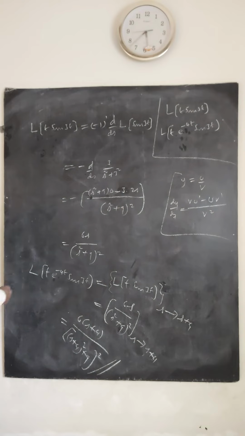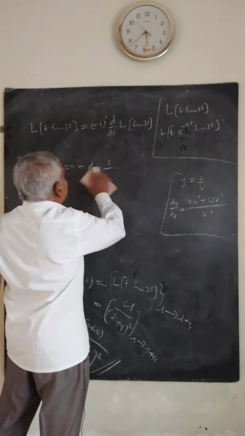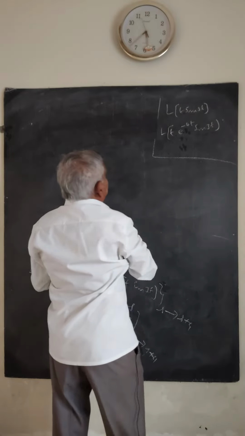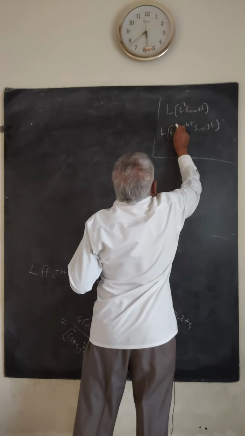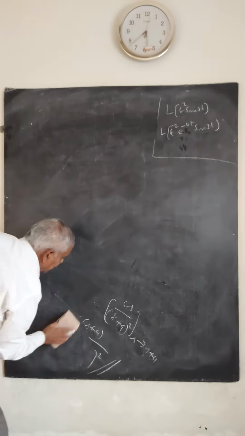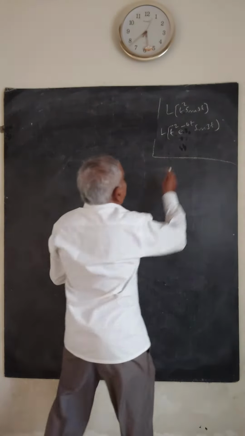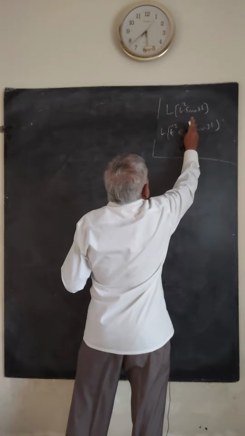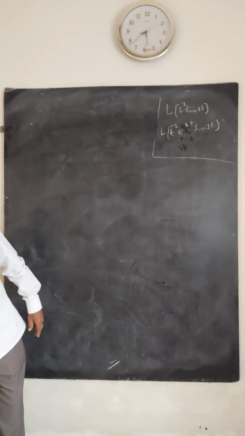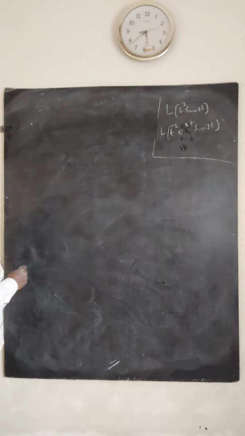These types of sums are very, very important and frequently asked in all Indian universities. Similarly, we are going to see t square. Just a simple change. You can change the exponent here, or use some other, like e power plus 2t. Anything they give, let us change ourselves.